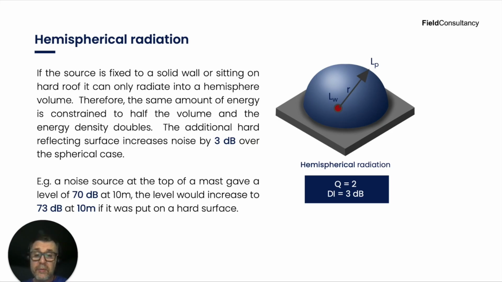So for example, if a noise source sat at the top of a mast and had a sound level of 70 decibels at 10 meters, if it was placed on a hard surface or a hard concrete roof, this sound level would increase to 73 dB at 10 meters.